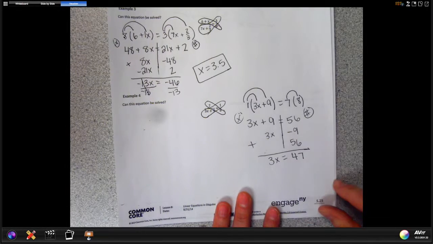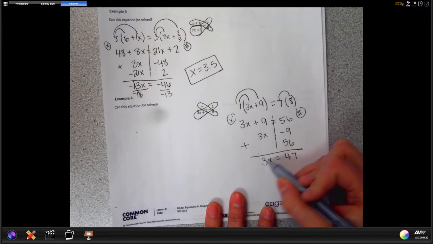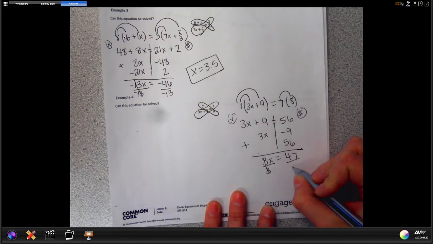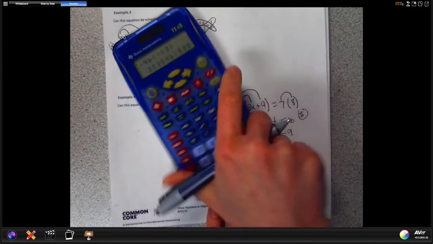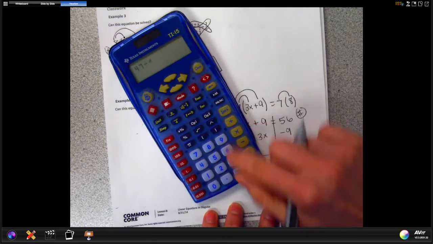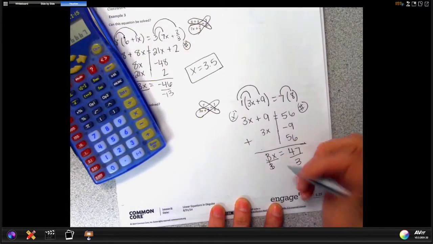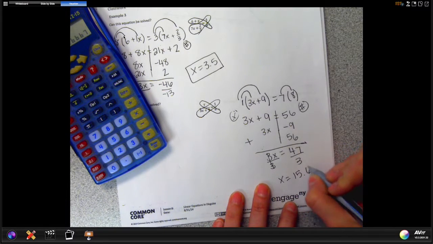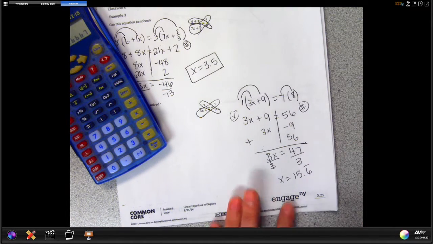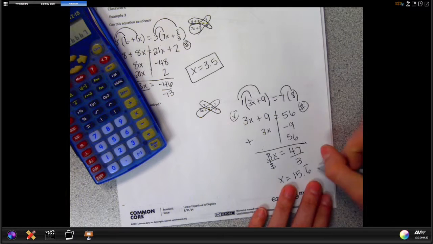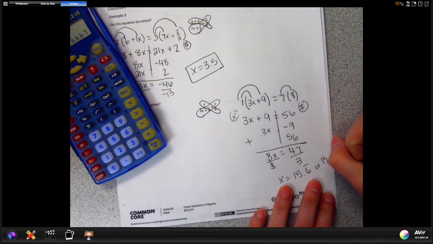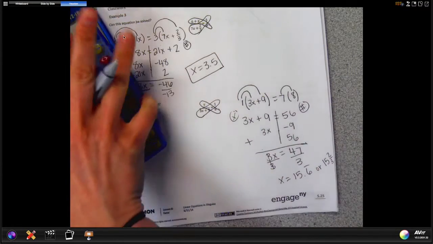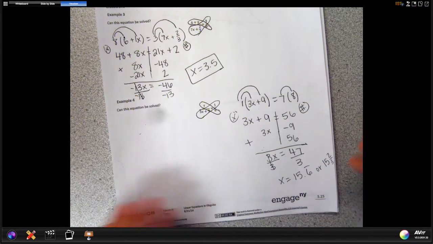And the last step here, we want to undo 3 times x. To undo that times, we're going to divide by 3 here and divide by 3 here. So we will do 47 divided by 3. And our final answer here is x equals 15.6 repeating. Those of you that are familiar with fractions know that is also 15 2/3. And again, another way to solve this using linear equations.